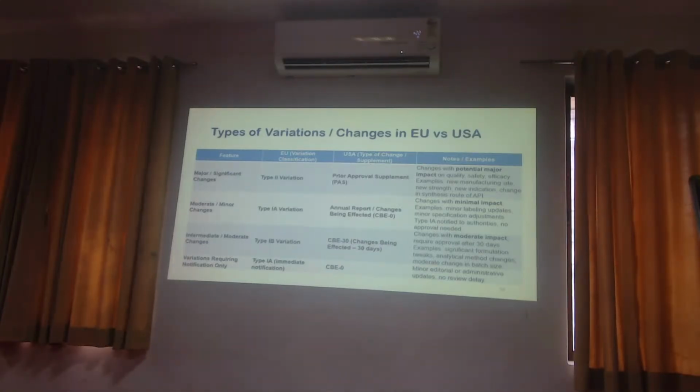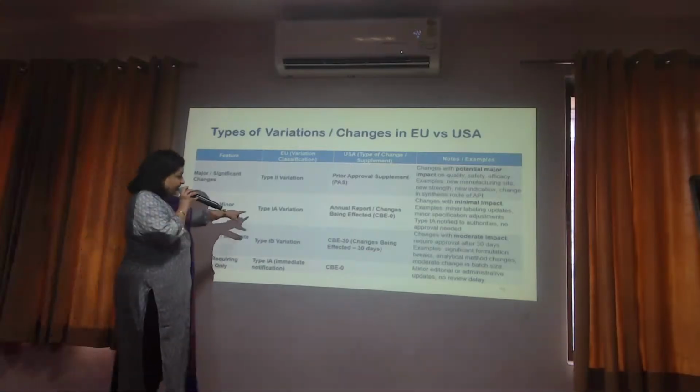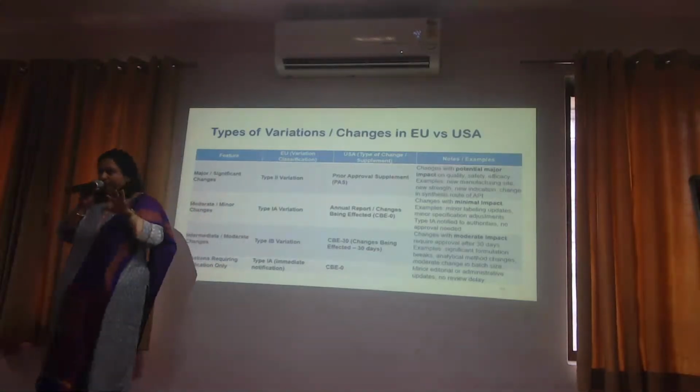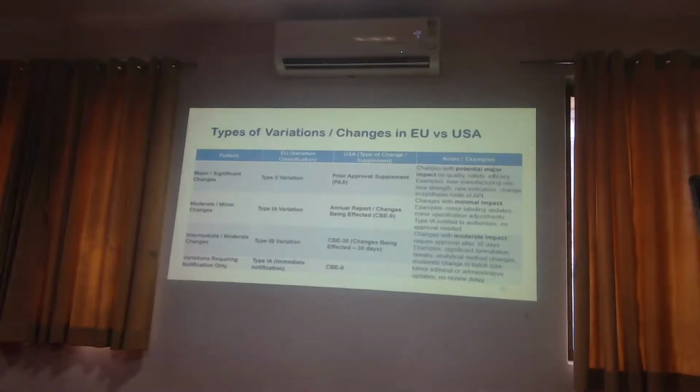Moderate to minor changes are type 1A, and that is a CBE-0 kind of thing. Intermediate to moderate changes become a type 1B. Type 1A is generally something you implement and then inform the authorities anytime within the year. Those changes are generally type 1A variations, like pharmacopoeial updates that you make and then have to inform about.